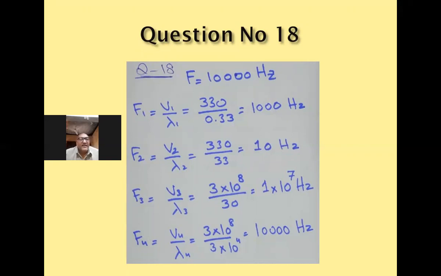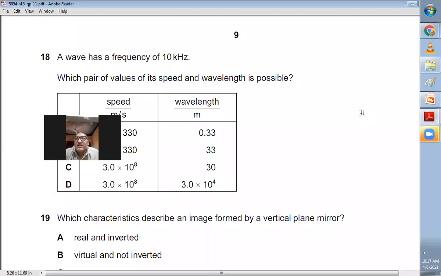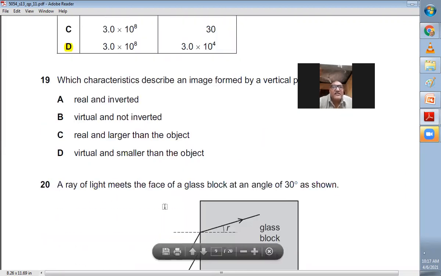So D is the right choice, because this velocity and wavelength value gives a frequency of 10,000 hertz. So D is the choice. I think you have understood.